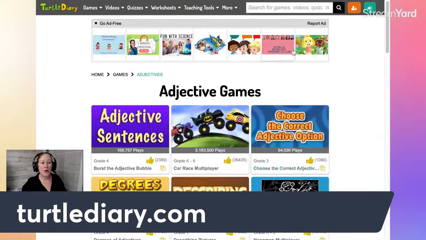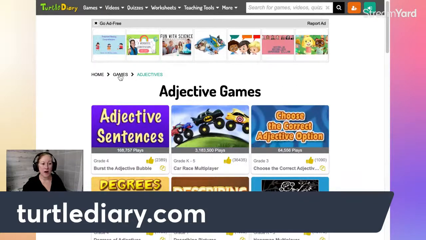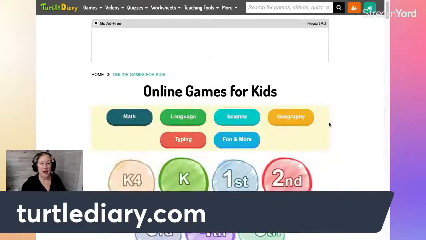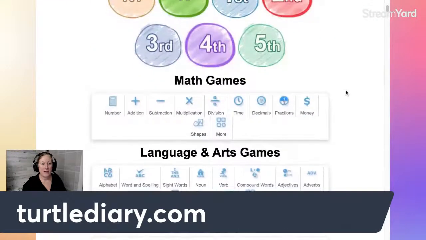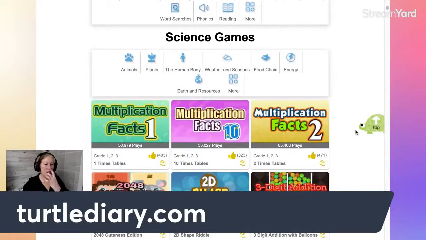Okay, so go back to games. If you click on the top, you will get all the different choices for the age level. So you can do games by topic as well, or all games. I like to just go to all games, and you can see math games, more, language and art games, more. Okay. Science games, more.